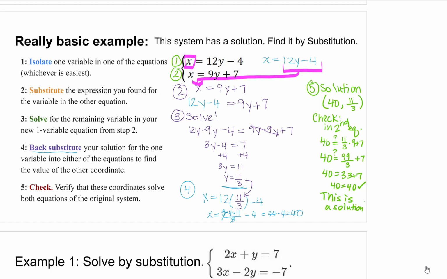Also, if we were to graph the two equations, this system would demonstrate an intersection at the point (40, 11/3).